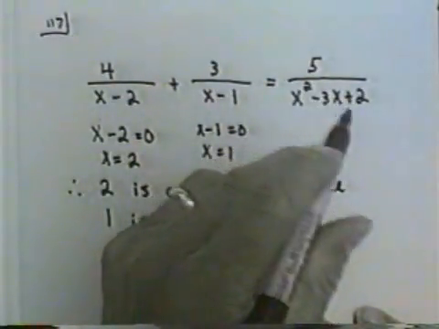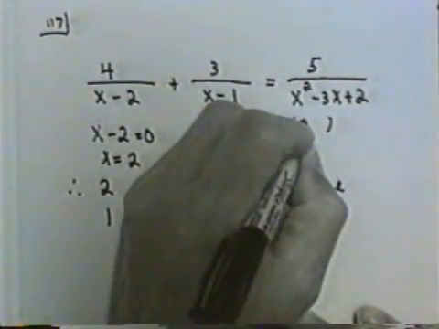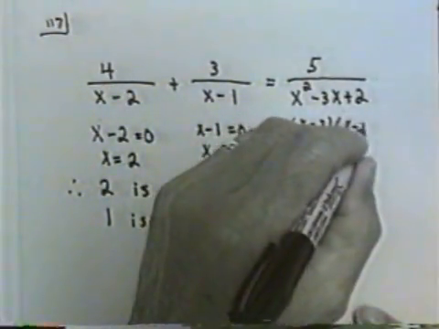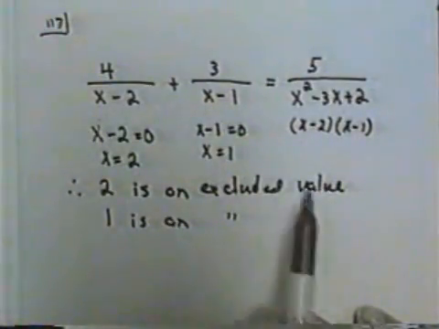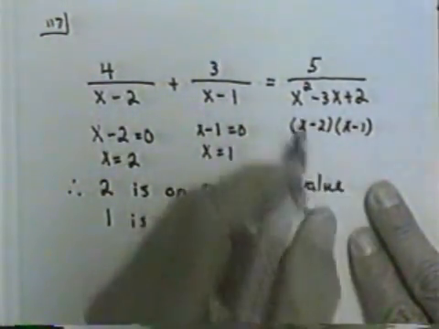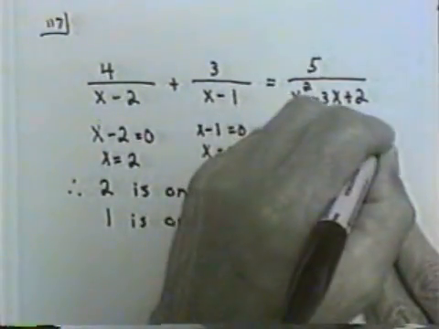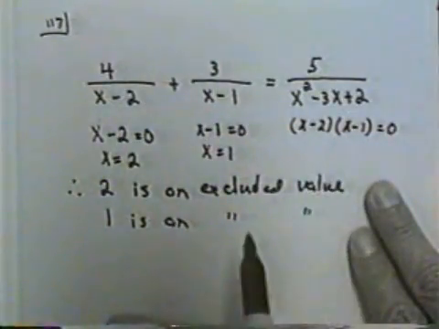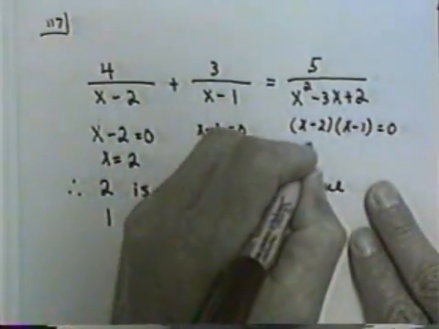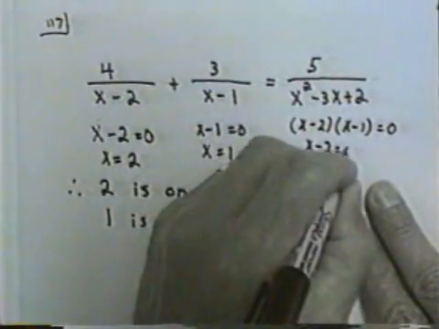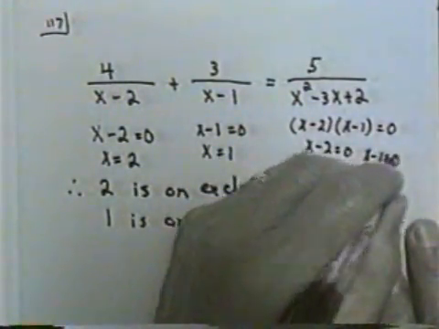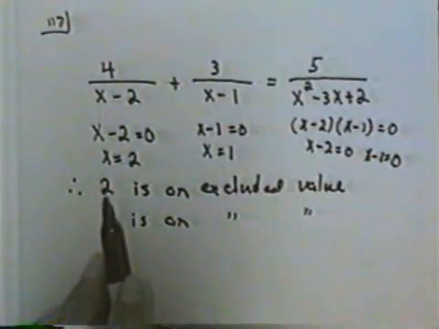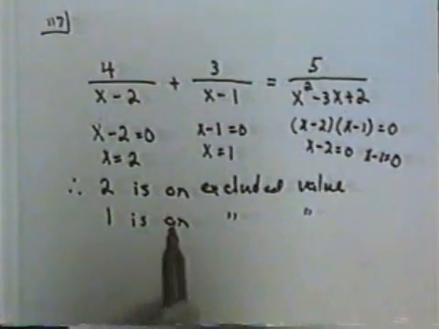Now I can factor x squared minus 3x plus 2 into x minus 2 times x minus 1. So therefore x minus 2 times x minus 1 equals 0 gives excluded values. The denominator equal to 0 gives excluded values. If I set each factor equal to 0, I get x minus 2 is equal to 0, x minus 1 is equal to 0, which is the same ones I had before. So I have two excluded values, 2 and 1.